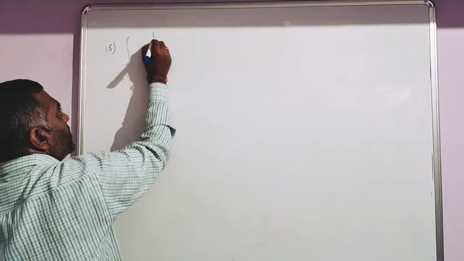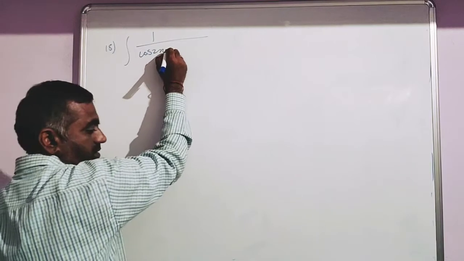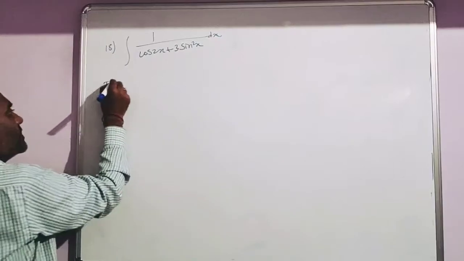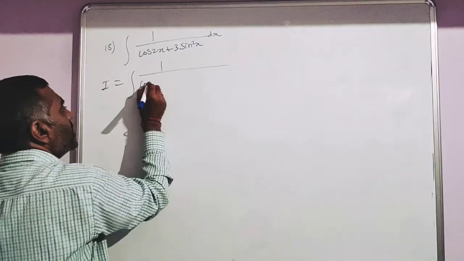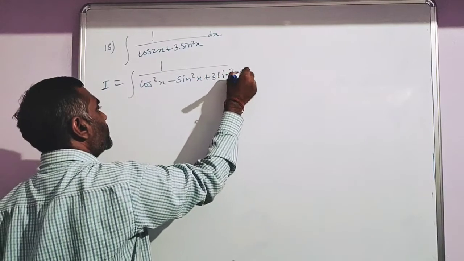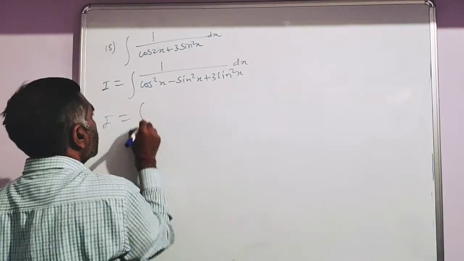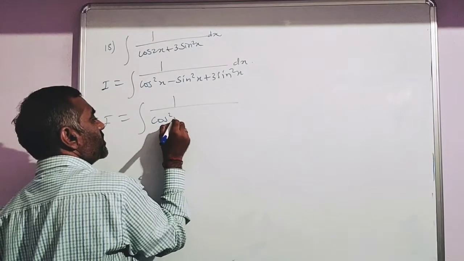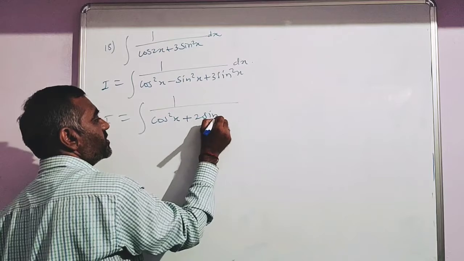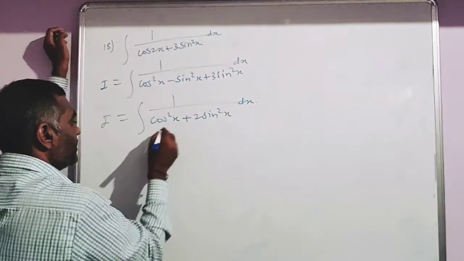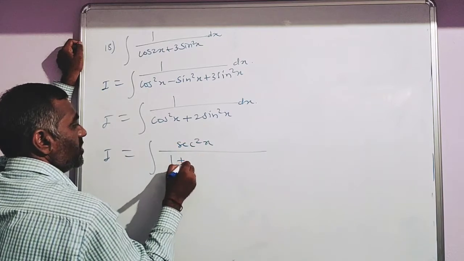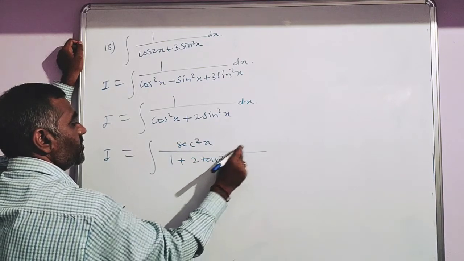19 नंबर इंटिग्रेशन ऑफ 1 upon cos 2x plus 3 sin square x dx. Therefore I is equal to integration of 1 upon cos square x minus sin square x plus 3 sin square x. परत त्या फॉर्म मध्ये आला 1 upon cos square x minus sin square plus 3 sin square, that is plus 2 sin square x dx. Dividing out by cos square x, that is equal to sec square x upon 1 plus 2 tan square x dx.